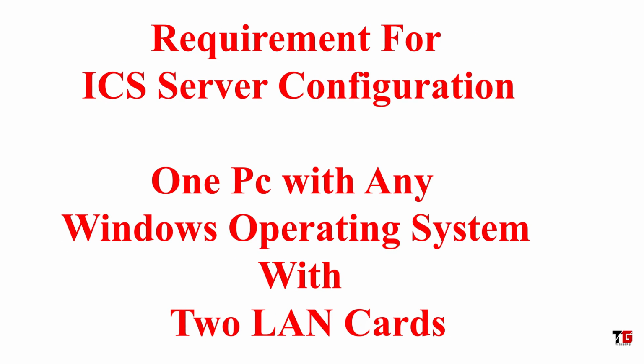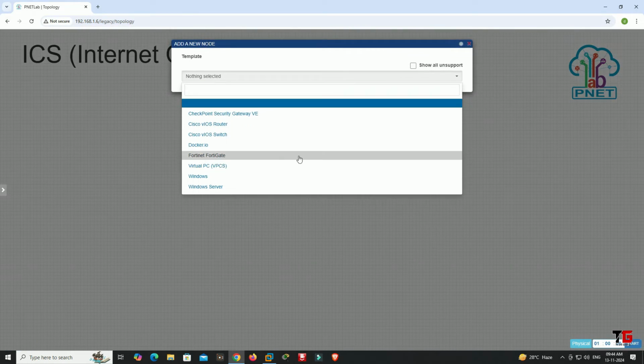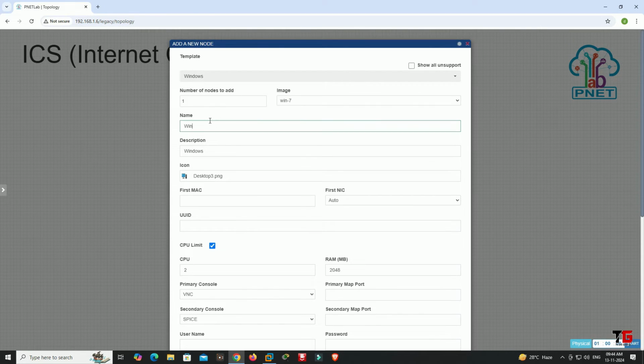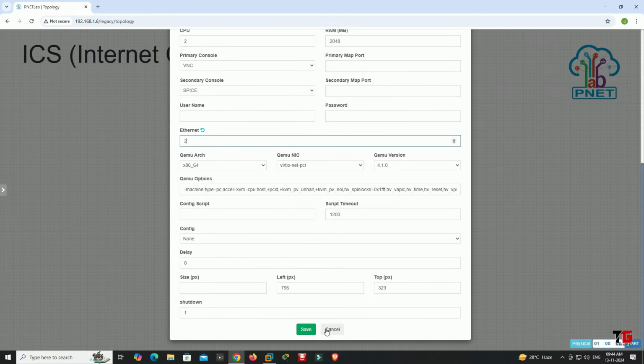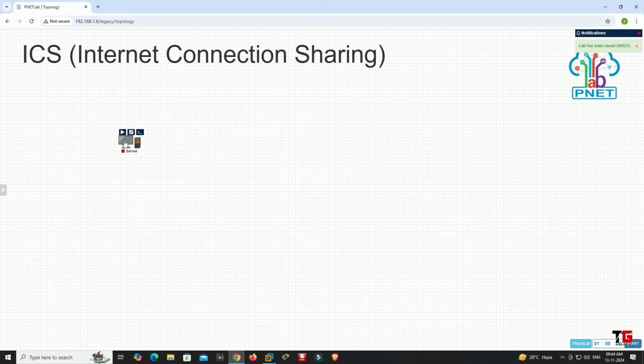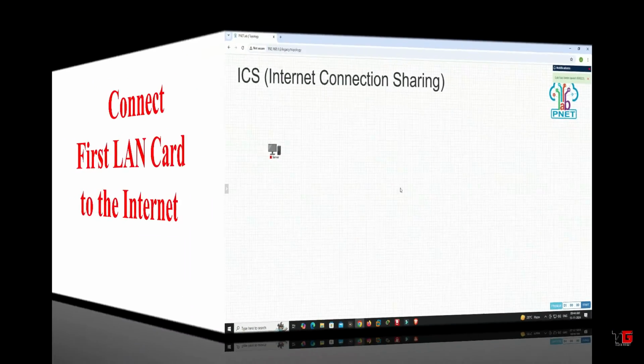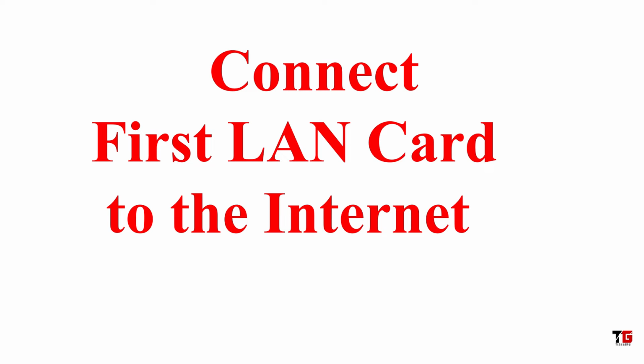Requirement for Internet Connection Sharing: one server with any operating system which has 2 LAN cards. One LAN card is to connect with the internet and the second LAN card to the switch in the LAN. Add a node, meaning a server which has 2 LAN cards. Connect the first LAN card to the internet.